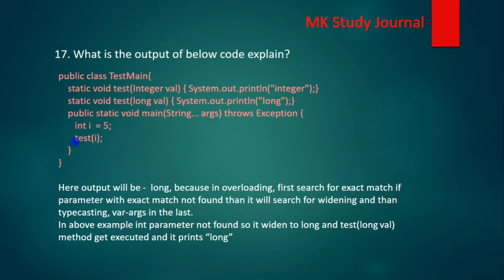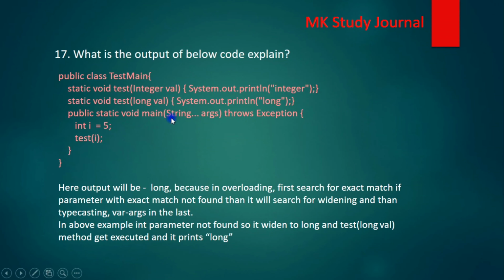Let's move to the next question. What is the output of the below code? In this code we are covering how overloading happens and how the selection of the overloaded method happens at runtime. Because in overloading there is a sequence: first it will search for the exact match of the method. If an exact match is not found, then the parameter will be widened to fit an existing method. So an int becomes a long, and the static void test(long val) method will be executed, and in this program it will print long.